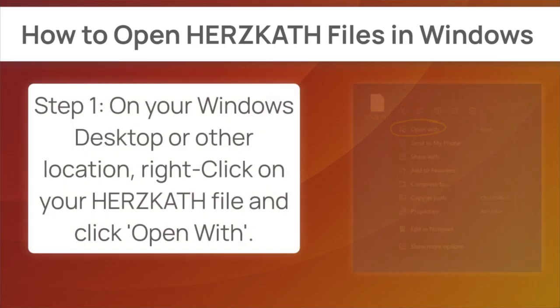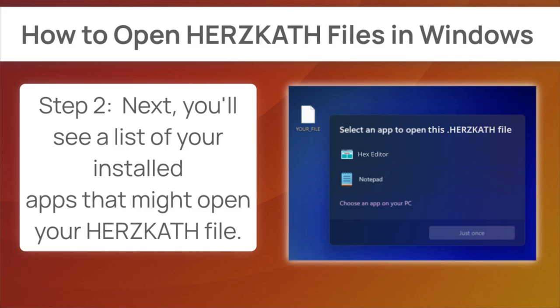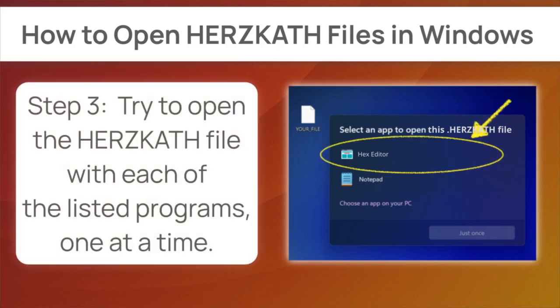Go to your file and right-click the HERZKATH file, choosing Open With. If Hex Editor is an option, select it immediately. If it's unavailable, choose another. We need to test the file against all compatible programs.